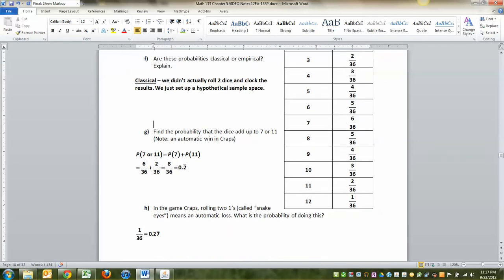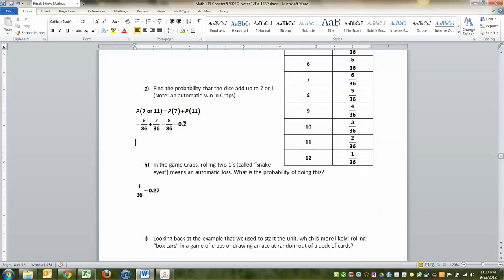All right, what's the probability that the dice will add up to 7 or 11, which is an automatic win if you roll it first in craps, if you play at the casino. So that's 7 or 11, so I need the probability of 7, which is 6 out of 36, plus the probability of 11, which is 2 out of 36. That makes a total of 8 out of 36, which is a decimal of 0.2 repeating.